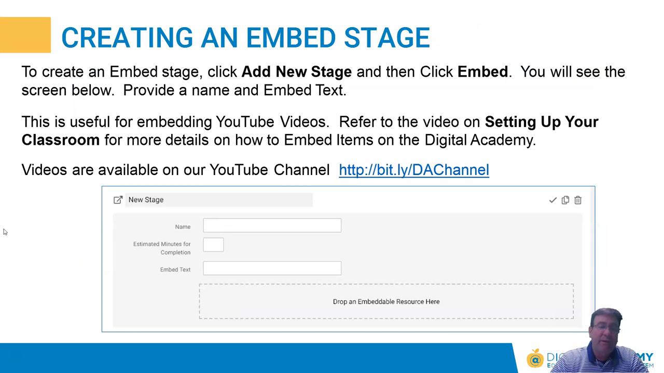To embed a video like a YouTube, click Add New Stage and then click Embed. You'll see the screen below. You need to find the embed text from the site that you're trying to embed and then paste it into the embed text area. There's detailed instructions on how to do this on the video for setting up your online classroom that's available on our YouTube channel.